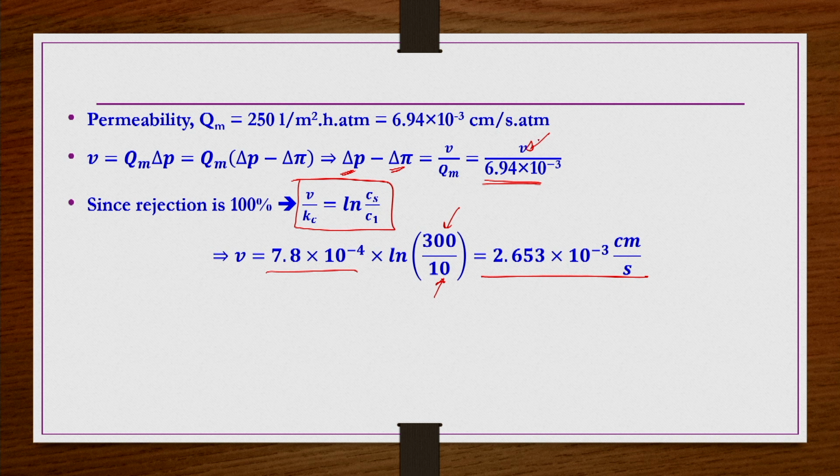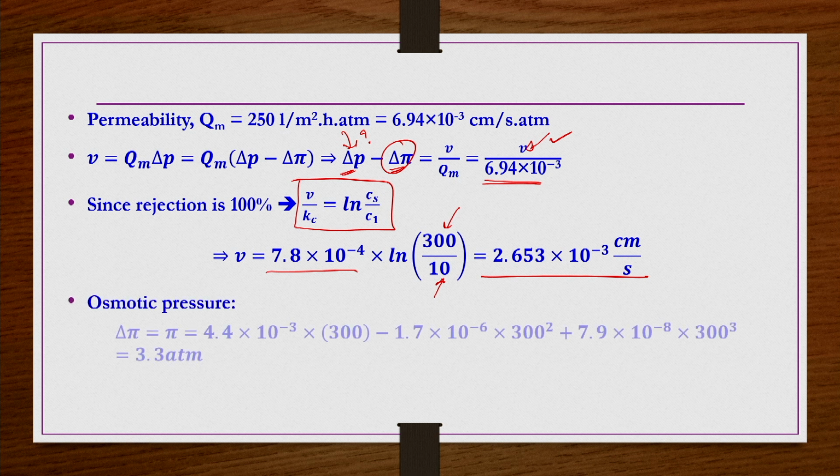So, now V is also known from here. Now you need to find out what is delta P. For that you just need to find out delta pi. Delta pi osmotic pressure expression is also given. In place of C you have to substitute Cs values, because we wanted to know the osmotic pressure at the membrane surface. At the membrane surface the concentration is Cs.